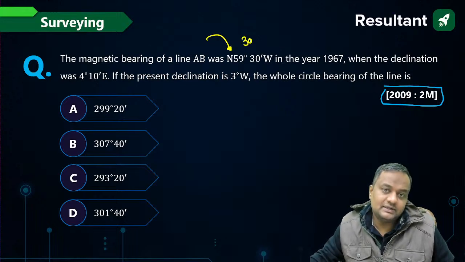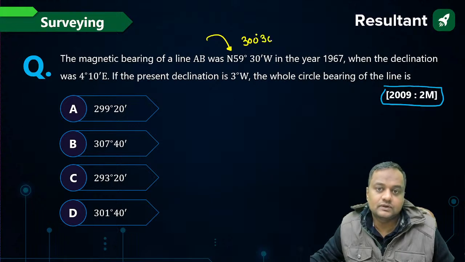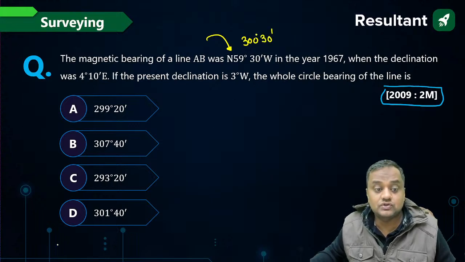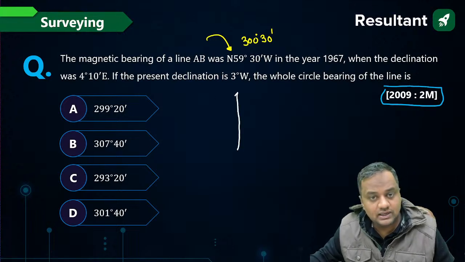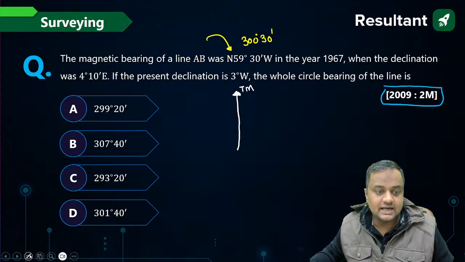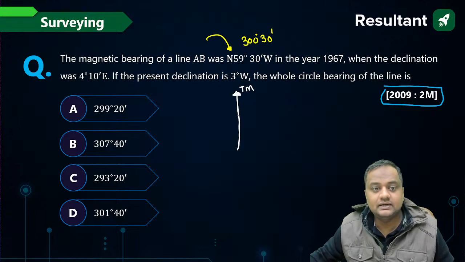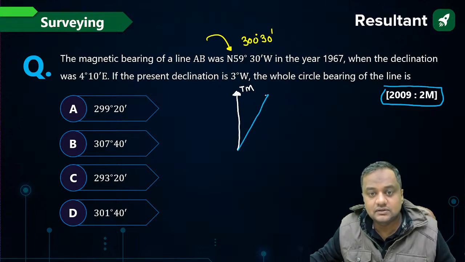300 degree 30 minutes, in 1967 when the declination was 4 degree 10 minute east. So suppose this is the true meridian. True meridian never changes. It will be the same in 1967 and in the present also. So in 1967, where was the magnetic meridian? Declination was 4 degree 10 minute east. So magnetic meridian was here.